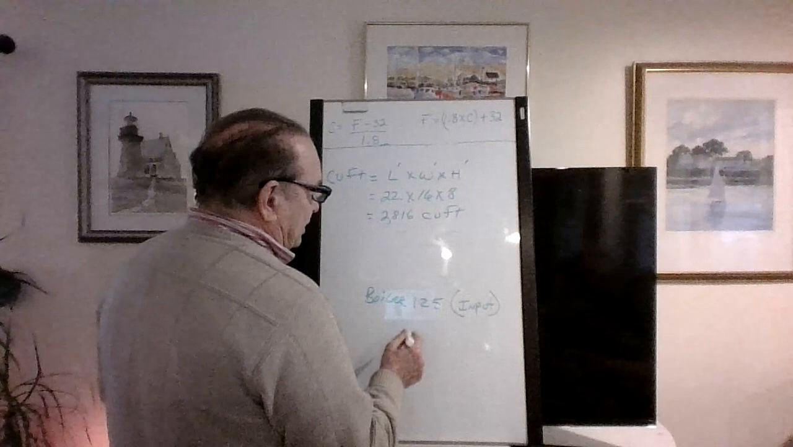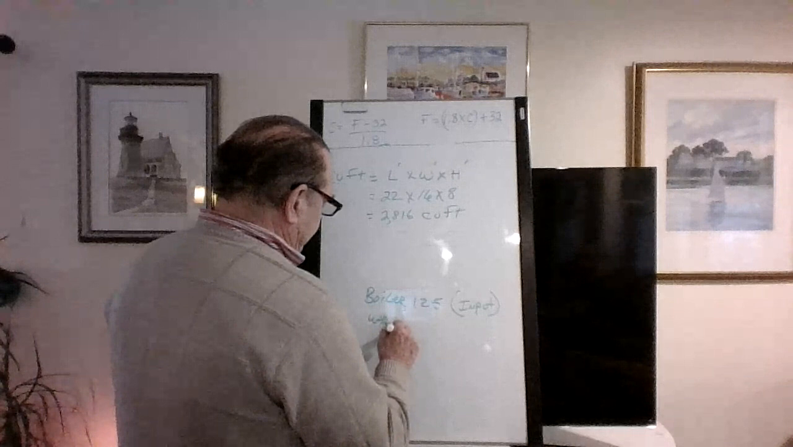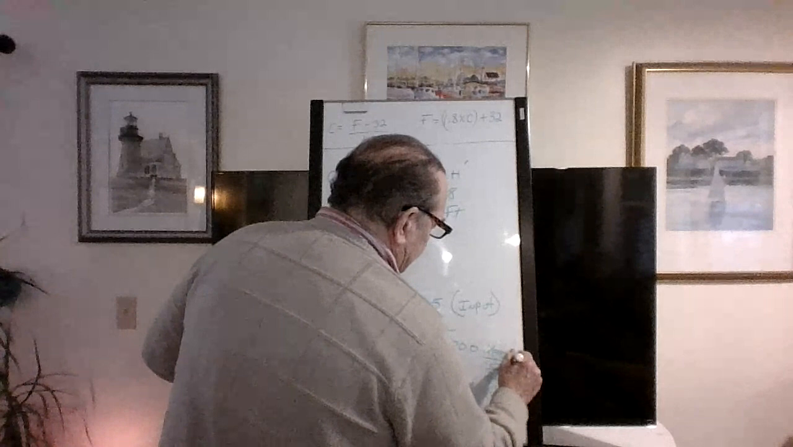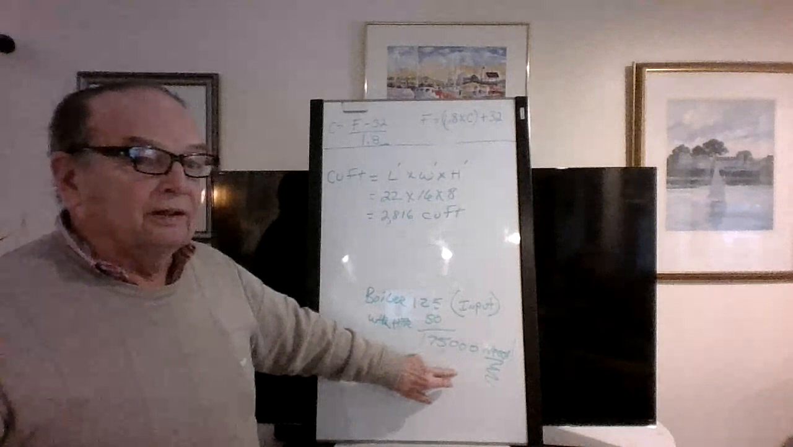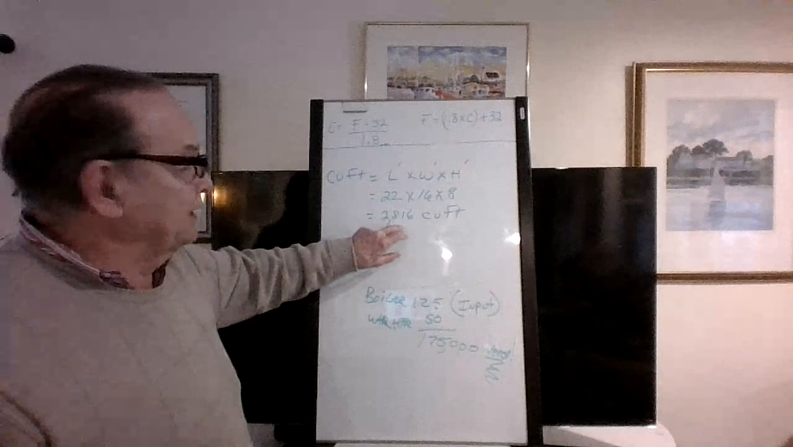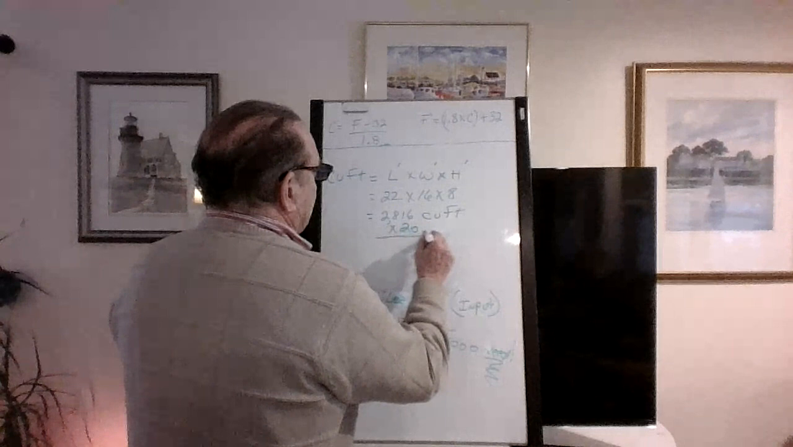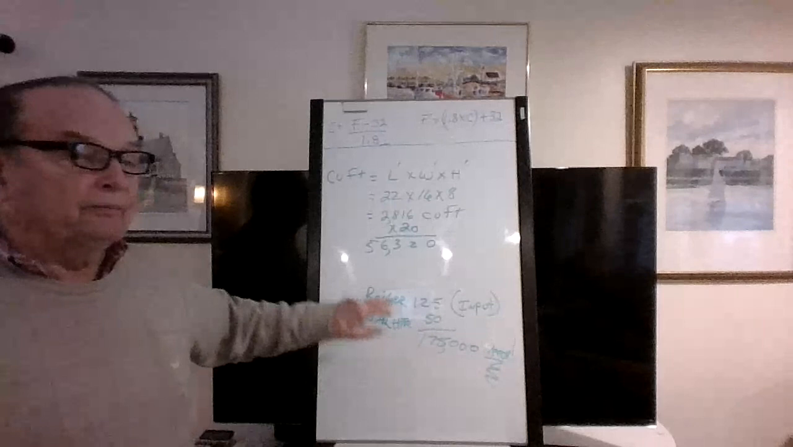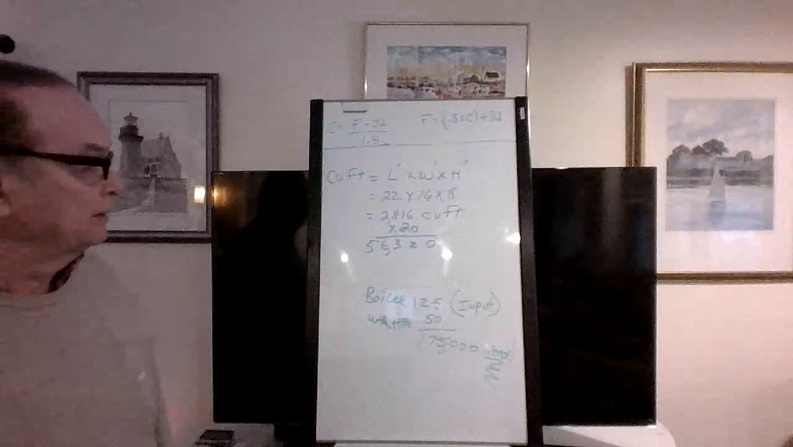And we have a water heater, and we'll say that's 50. So you've got 175. That's what you need, the equivalent to run that many BTUs, all right? So what you do is you take this, multiply it by 20. See what you got? Way short, dangerously short.